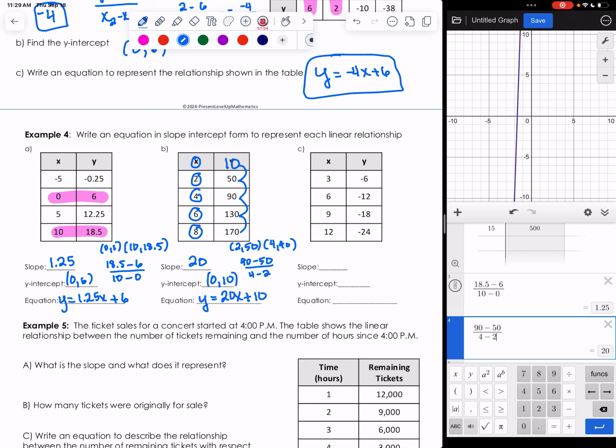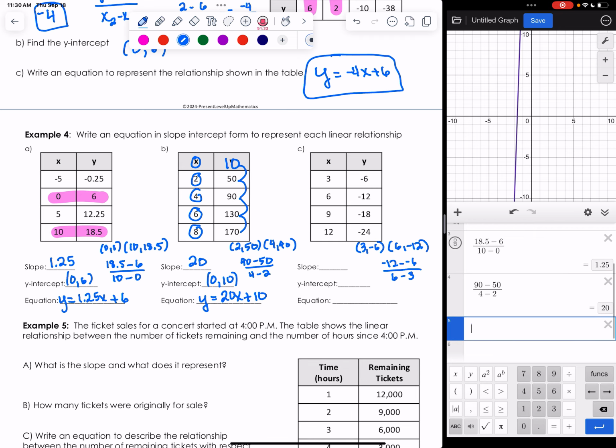All right, our next table, we want to get the slope. So it looks like we're not going to be able to avoid negatives. That's okay. I'll just use my first 2 points, (3, -6) and (6, -12). So I'll take my second y, which is -12, and subtract my first y, which is -6. And then my second x, which is 6, minus my first x, which is 3.